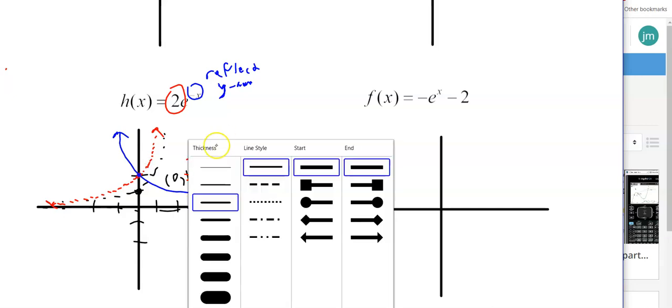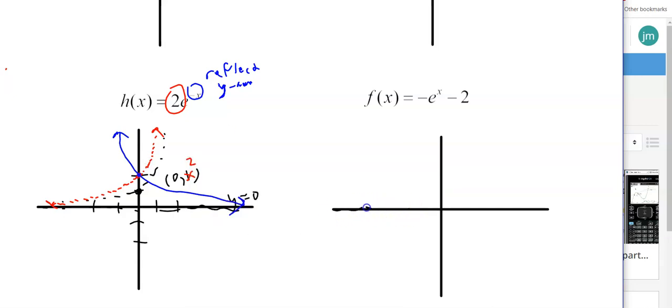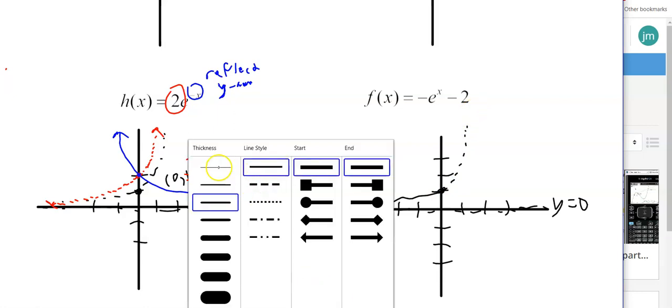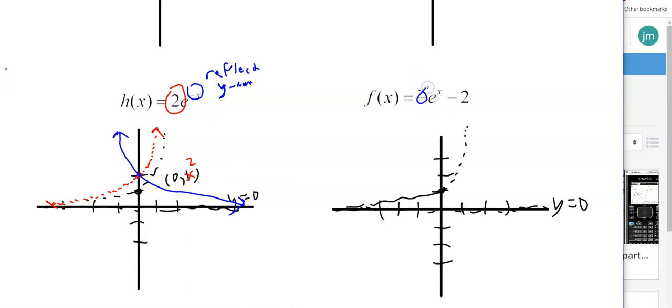Okay, next one. Again, start with the parent graph, y equals 0, and goes through 0, 1. There's your parent graph. Okay, so it's going to do 2 things. First, the graph looks like it is reflecting over the x-axis. So that's going to kind of start here, go through 0, negative 1, and fall down pretty quickly.